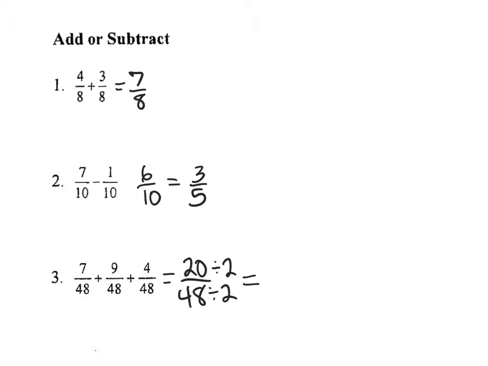20 divided by 2. 10. Yeah, it's like 20 cut in half. Then what's 48 cut in half? 24. Okay. But 10 over 24, those are still both even numbers. So I need to reduce again. So I'm going to reduce again by 2 because 2 goes into both of those. 10 divided by 2, 5, yeah. And then 24 cut in half. 24 divided by 2. And that is your final answer.